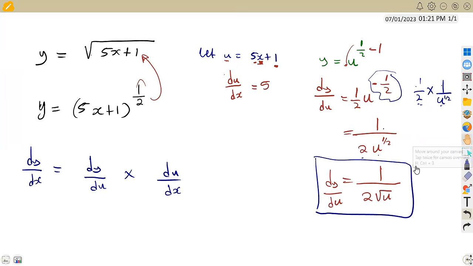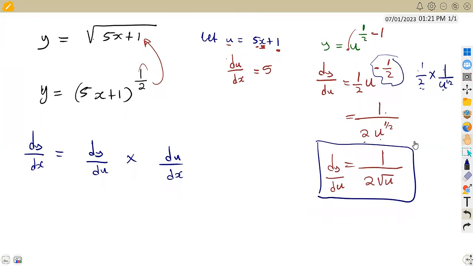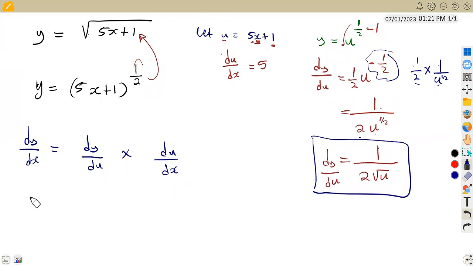And we can just substitute into our formula because we've got everything in this case. So that means here we are going to have the derivative of y with respect to x. With respect to x, that is the most important part that we have. So it's dy du, which is 1 over 2 square root of u, times the derivative of u with respect to x. This is the part that we got 5. So we are going to multiply 5.